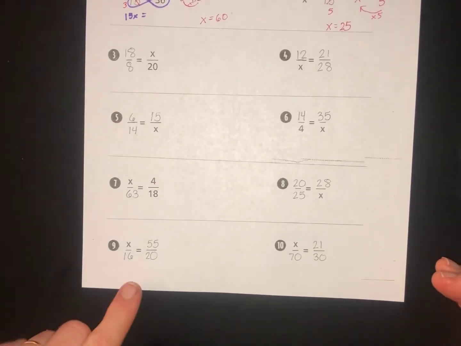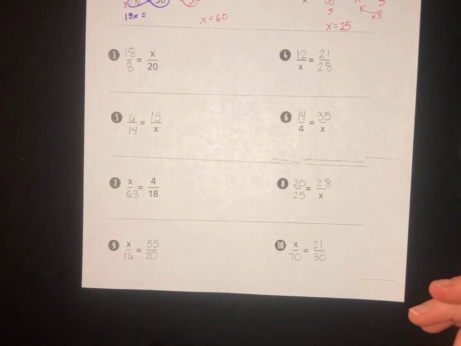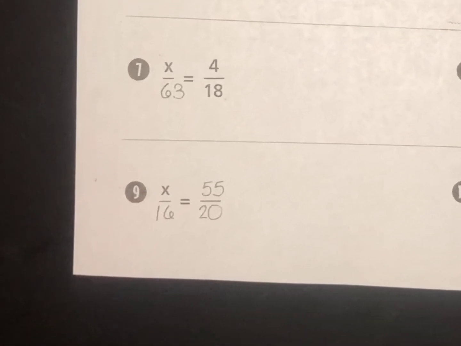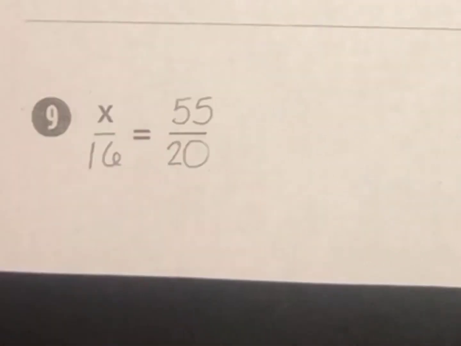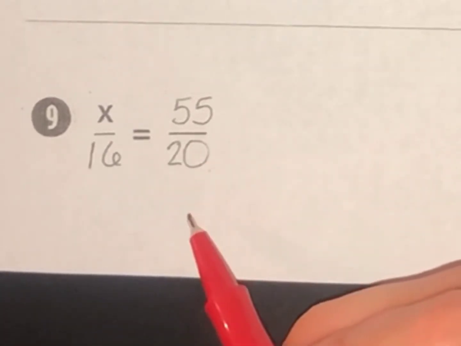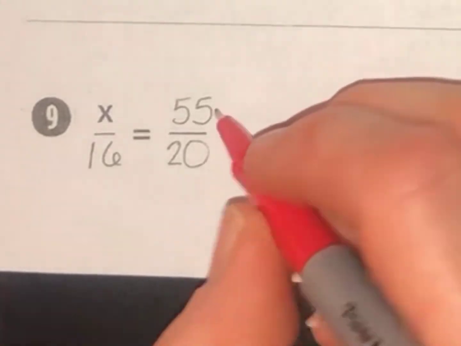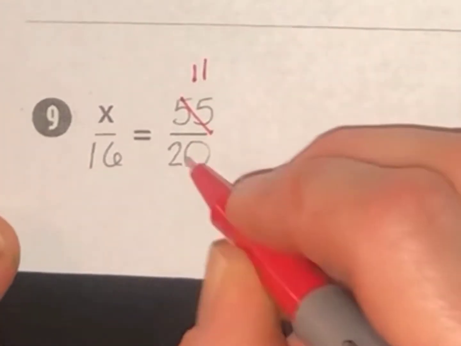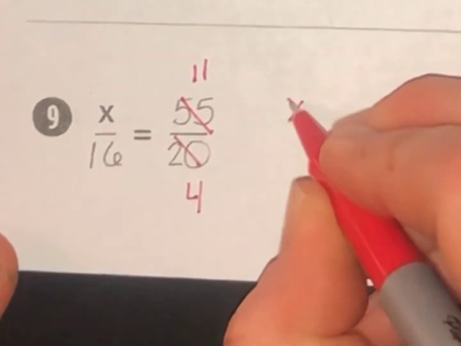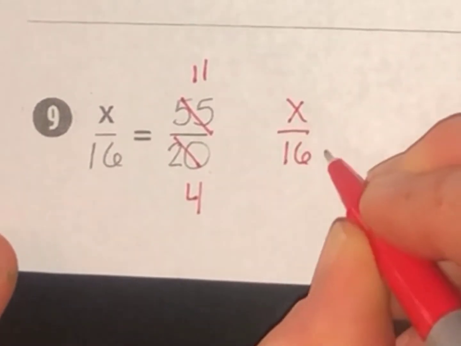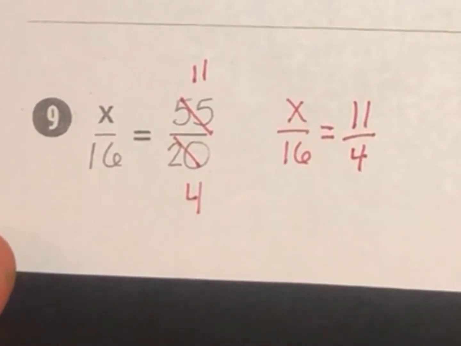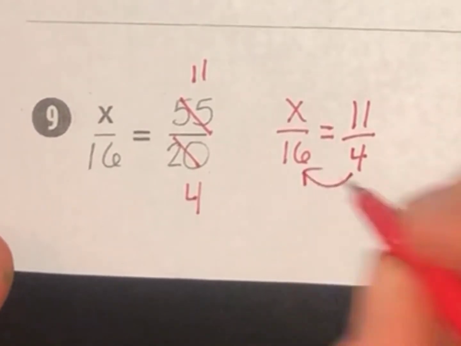Let's go and do this one, because this has some of the biggest numbers. 55 twentieths. You can reduce that by 5. I believe that's the biggest number. So this would become 11. This would become 4. I'm going to rewrite it. x over 16 equals 11 over 4. Well, that is easy right there.